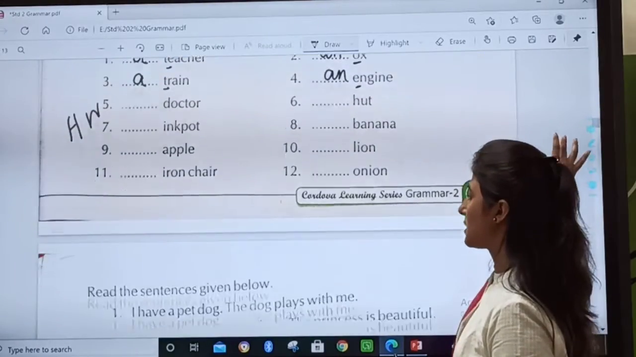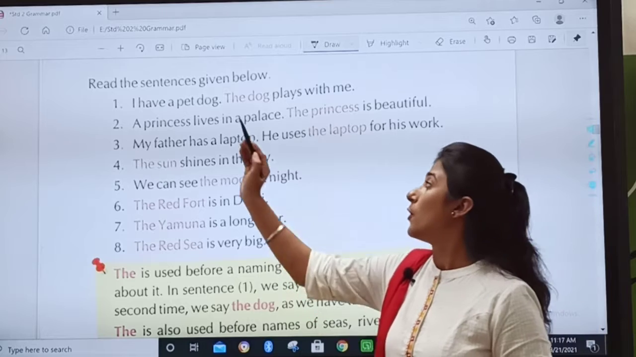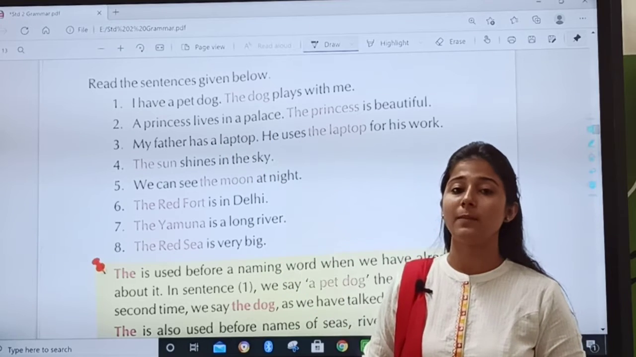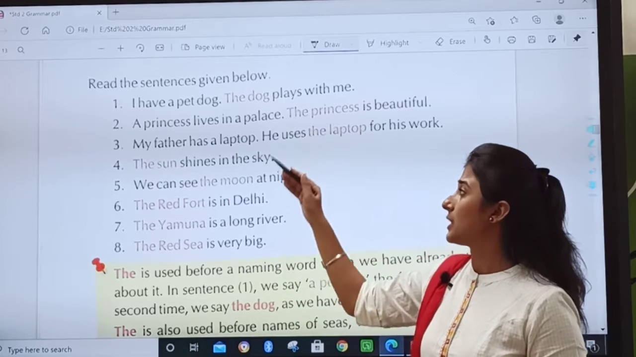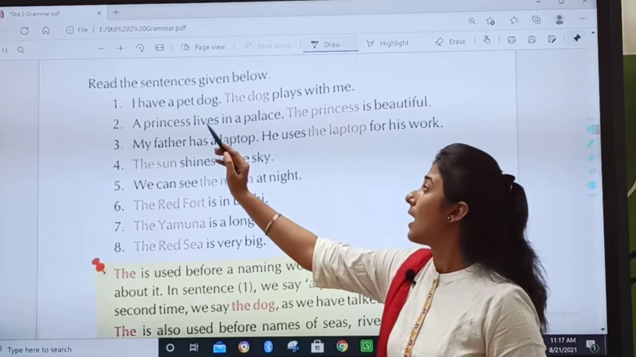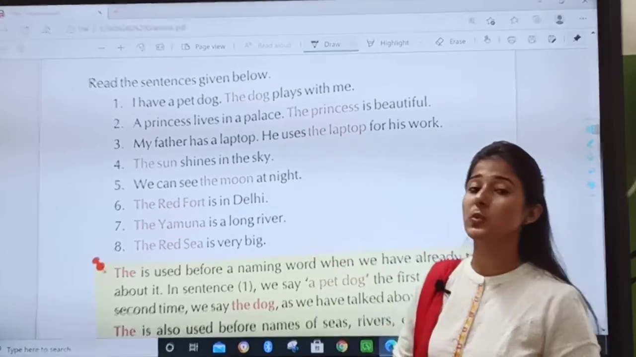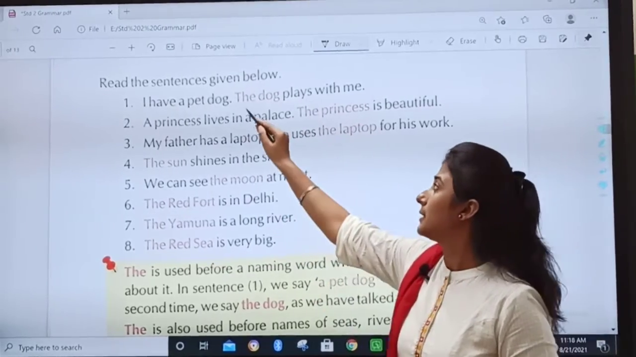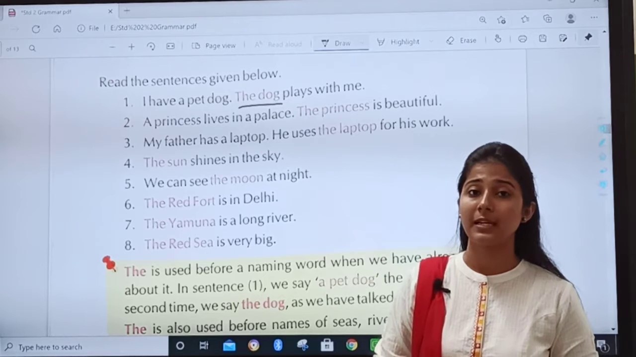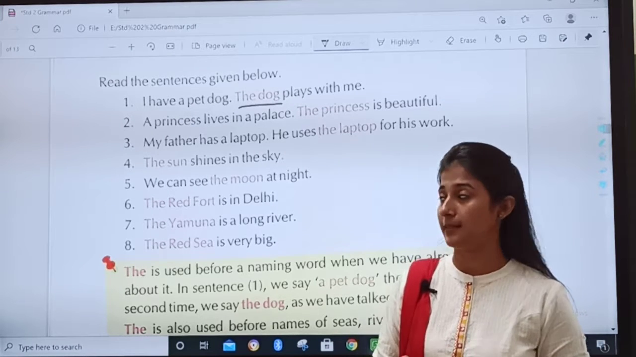Now moving towards our next page, page number 32. Read the sentences given below. Now you have to read these sentences along with me very carefully. I have a pet dog. The dog plays with me. Now why is the dog written in pink? Because here we will learn the use of the.